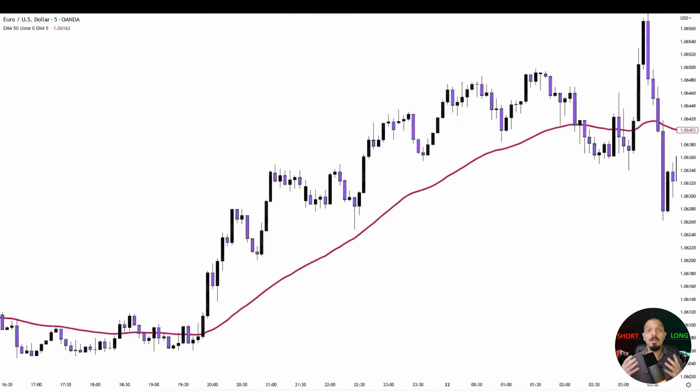Now that you've got a solid grasp on how liquidity works and why it matters, let's jump into the actual strategy, step by step.